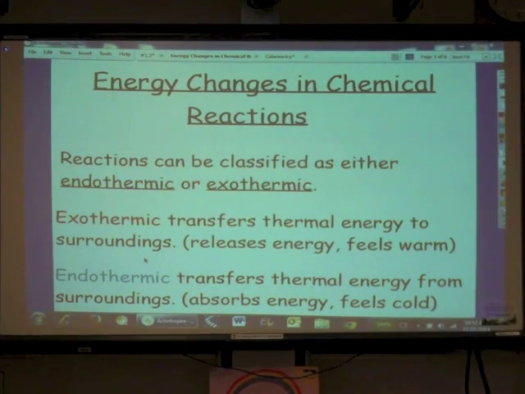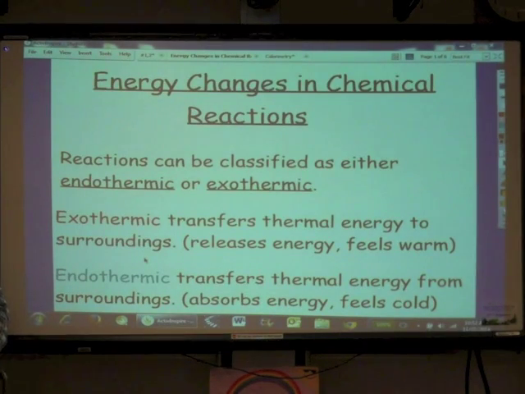Endothermic reactions transfer thermal energy from the surroundings. So endothermic reactions absorb energy from their environment, and consequently their environment feels colder than before the reaction occurred. Okay, so hopefully these two definitions are definitions that you're familiar with, you've seen before.